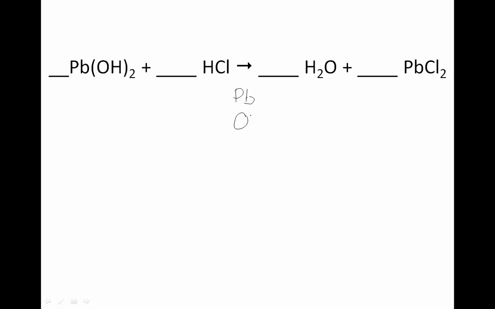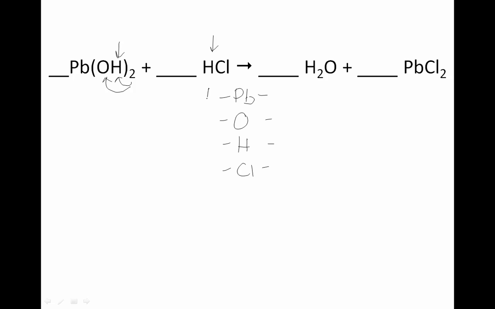Lead, oxygen, hydrogen, and chlorine. Okay, now this one's going to get a little more tricky because hydrogen is in both molecules on the left-hand side. And so whenever you change one, you have to realize that you're going to change the net total, but don't forget to add the other atoms. Additionally, make sure whenever you've got something outside of parentheses that you know it multiplies across. So in this case, there are 2 oxygens and 2 hydrogens in the lead hydroxide.